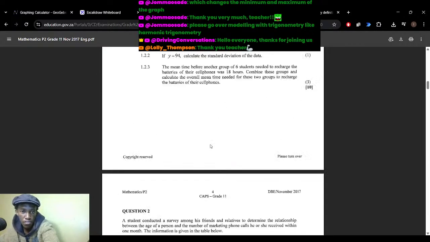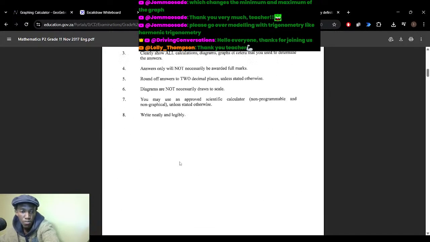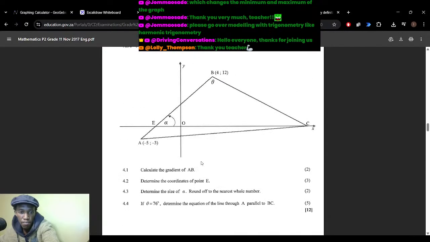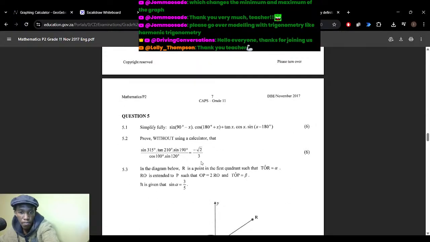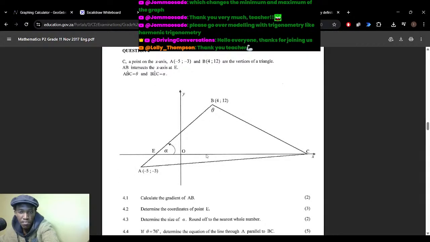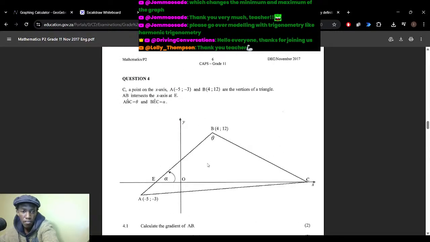So this is grade 11 mathematics, November 2017, paper 2. So on this question, let's first do question 4 or 5. What do you think, guys, we should do? Should we first start with question 4 or question 5? Okay, let's start with question 4. Let's just do it in order. So here is question 4.